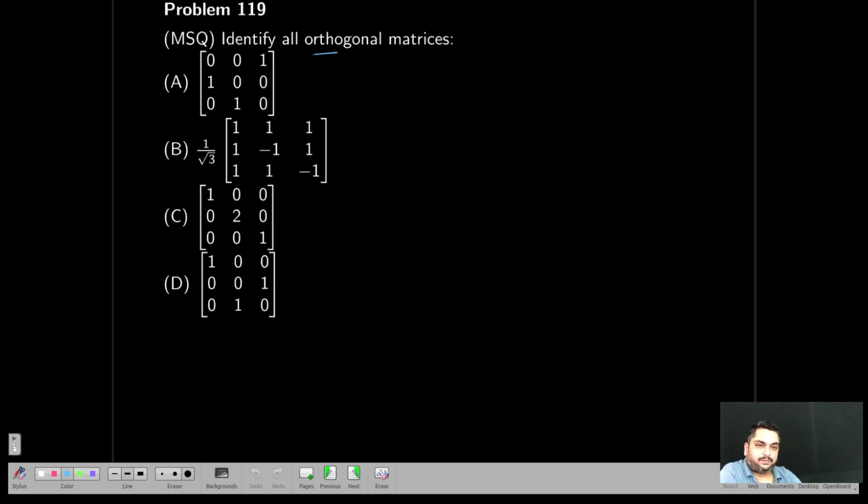Next. Identify all orthogonal matrices. How will you check the orthogonal matrix? The standard method is you take Q transpose into Q equal to I, but it takes a lot of time. So you check each column. The length of each column is equal to the square root of C1j square plus C2j square plus so on. It should be equal to 1 for all the columns, for all j. That is the first condition.